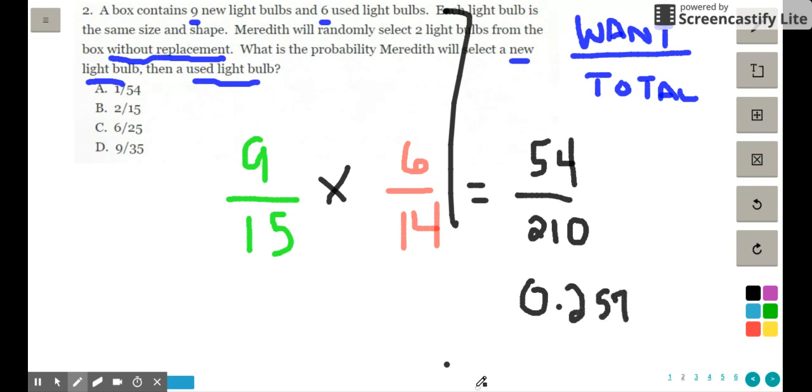0.257. Well, let's look at our answer choices. A is 1 divided by 54. That doesn't give us 0.257. Neither does 2 divided by 15, nor does 6 divided by 25. It's close, but 9 divided by 35 will give us what we're looking for, which is 0.257. D is the correct answer.